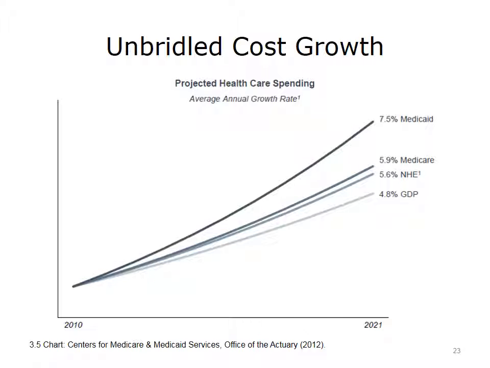We know that there has been unbridled cost growth in the U.S. and that it's taking its toll. Are we on the path to insolvency? This graph shows that while our gross domestic product is expected to grow 4.8% from the year 2010 to 2021, the National Health Expenditure Projections Panel projects healthcare expenditures to increase at an average annual growth rate of 5.6%, with Medicare increasing by 5.9% and Medicaid increasing by 7.5%. Without any kind of payment reform and without any substantial savings, we may be on the path to insolvency.